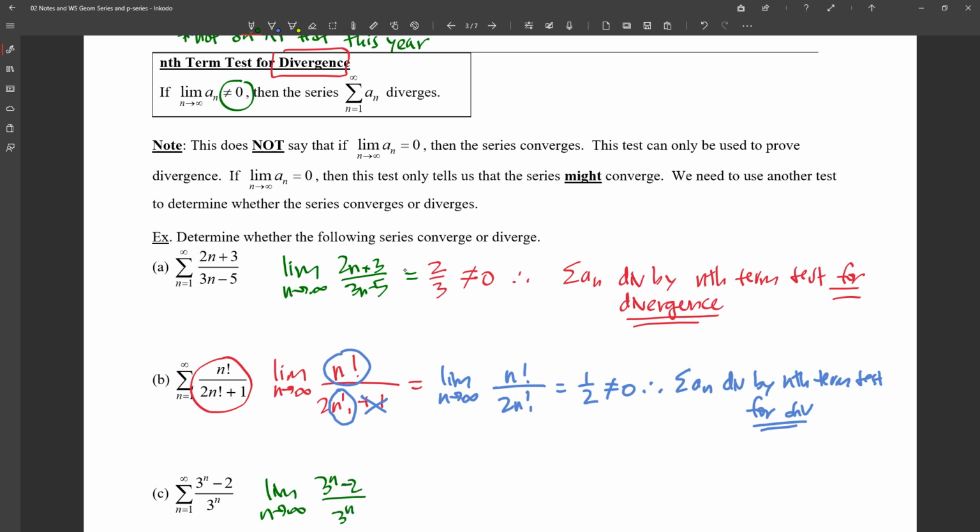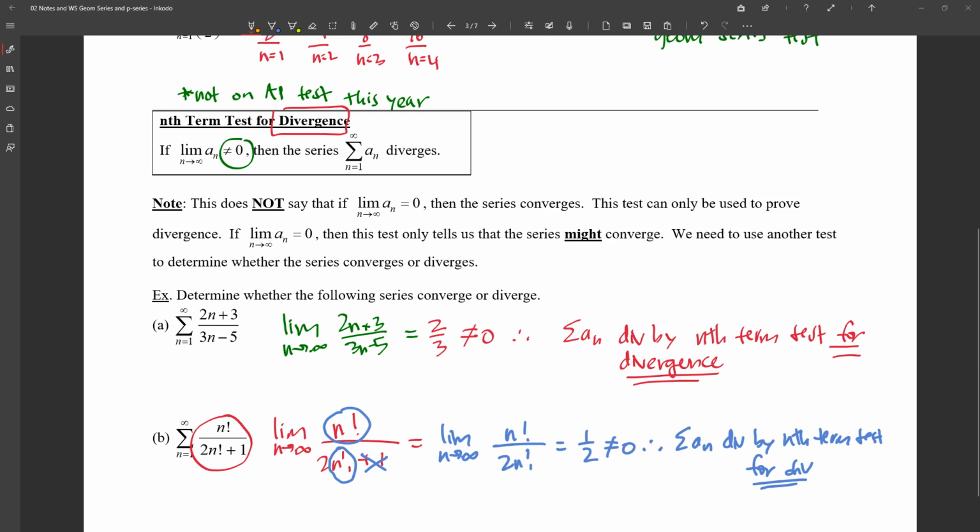Same thing here. As n gets bigger and bigger and bigger, this 2 is going to be negligible. So this is equal to the limit as n goes to infinity of 3n over 3n. And what is that really? Well, that's 1, but you could also say these are really the leading terms, and the leading terms have a coefficient of 1 in front of them, so this is equal to 1, which is not equal to 0. Therefore, this whole series right here diverges by nth term test for divergence.